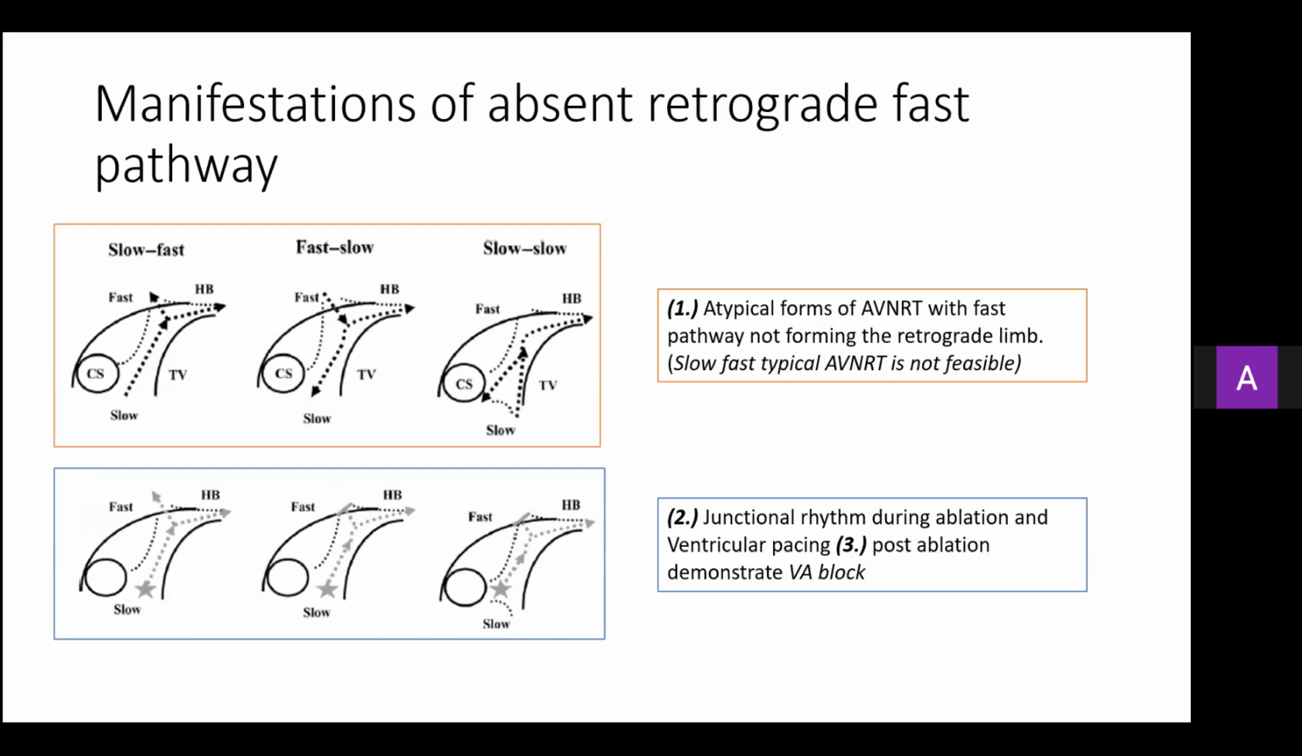So a combination of 3 features will identify this absence of retrograde fast pathway conduction, as we had seen: the atypical forms of AVNRT with the fast pathway not forming the retrograde limb, and no VA conduction during junctional beats seen during slow pathway ablation. The asterisk is denoting the ablation at the slow pathway region. And no VA conduction during right ventricular pacing post ablation. So all these 3 features will identify this absent retrograde fast pathway limb.